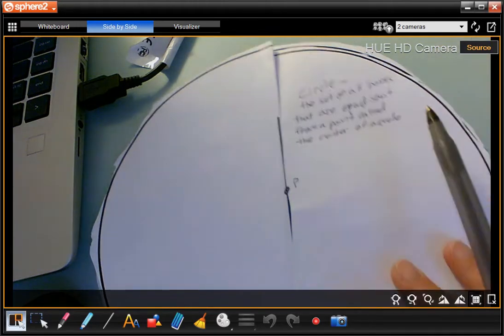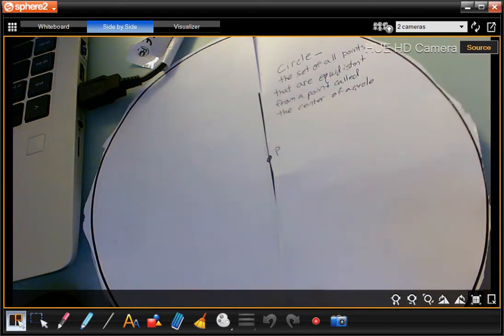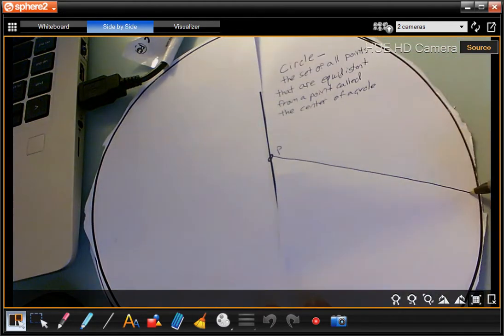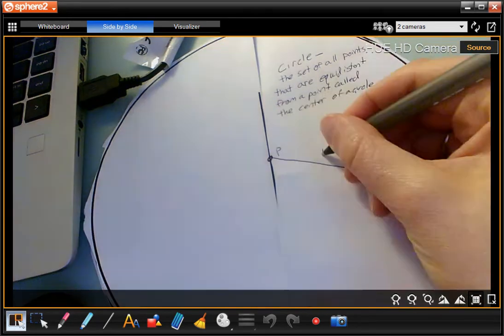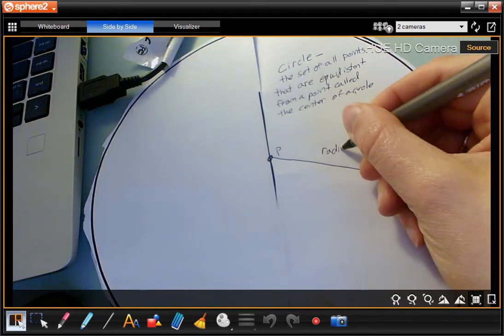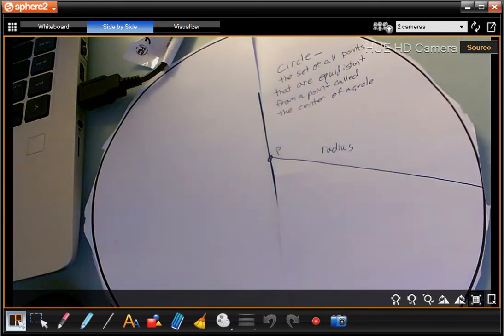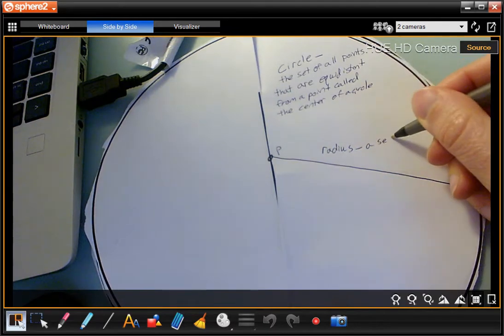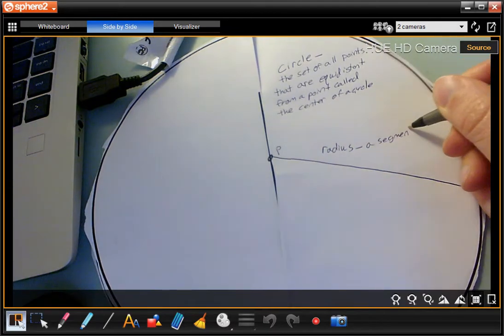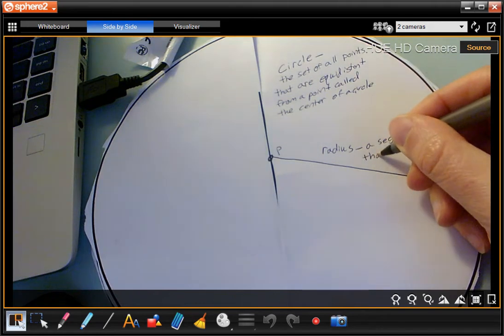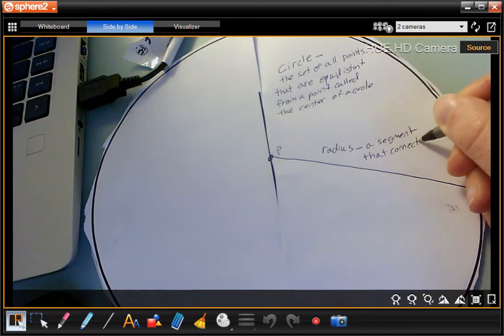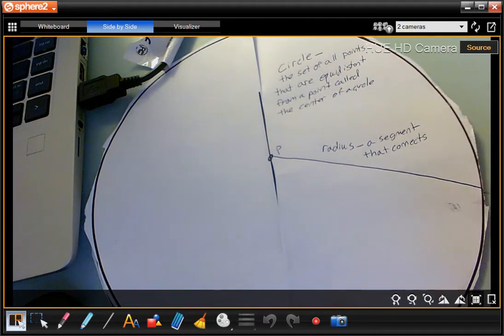Okay. So the next one we're going to talk about is the radius. So a radius looks just like this. It's from that center of the circle to the outside. That is a radius. Okay. A segment that connects the circle to the center of the circle is what we're going to call it. Segment that connects the circle to the center.